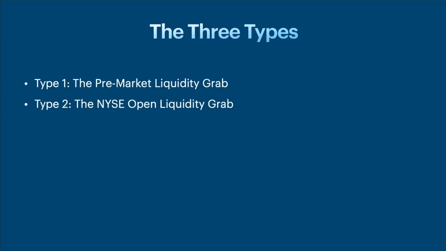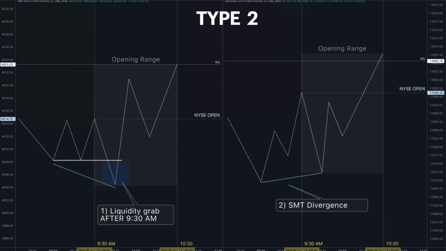Type 2 is very, very similar, but it's all going to happen after 9:30. So this is the New York Stock Exchange open liquidity grab. Very similar, with some slight variations, but basically we have our liquidity grab happening after 9:30. So in S&P, we have these equal lows, let's say, before 9:30. Then at 9:30, the market opens and heads lower aggressively to take out these lows.